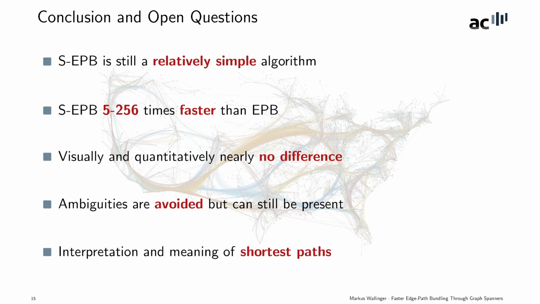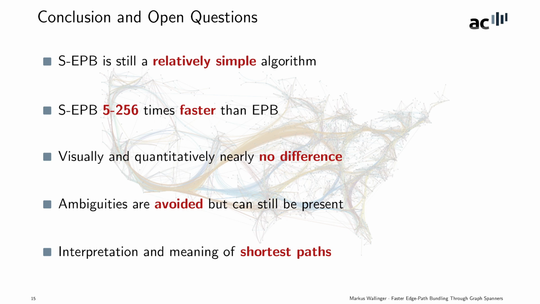To conclude the talk, we have shown a new variant of edge path bundling called spanner edge path bundling. Spanner edge path bundling is still a relatively simple algorithm. Computing a greedy spanner is not that much different from computing an original edge path bundling. However, spanner edge path bundling, including the biconnected component decomposition, is 5 to 256 times faster than normal edge path bundling. And visually and quantitatively, there are nearly no differences between spanner edge path bundling and edge path bundling.